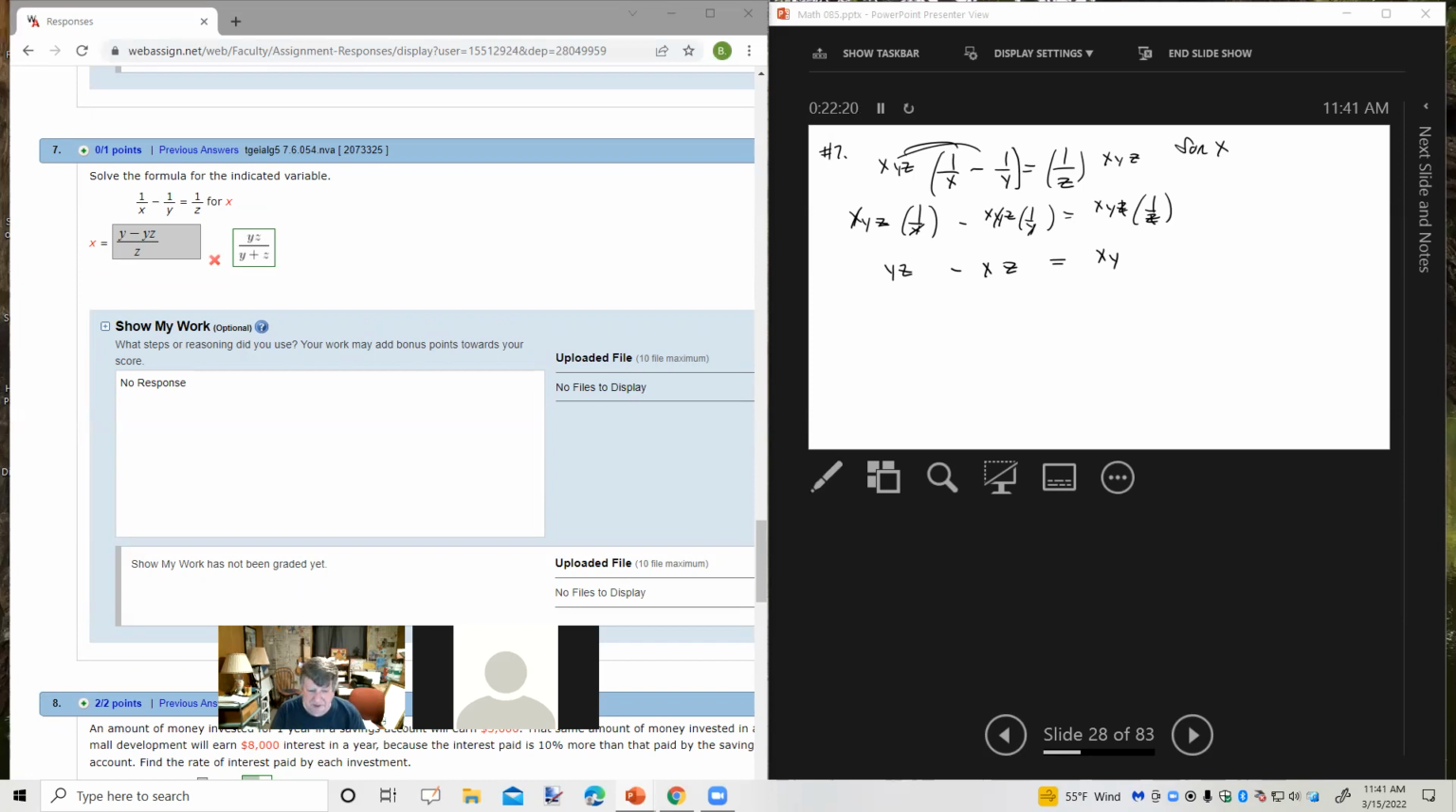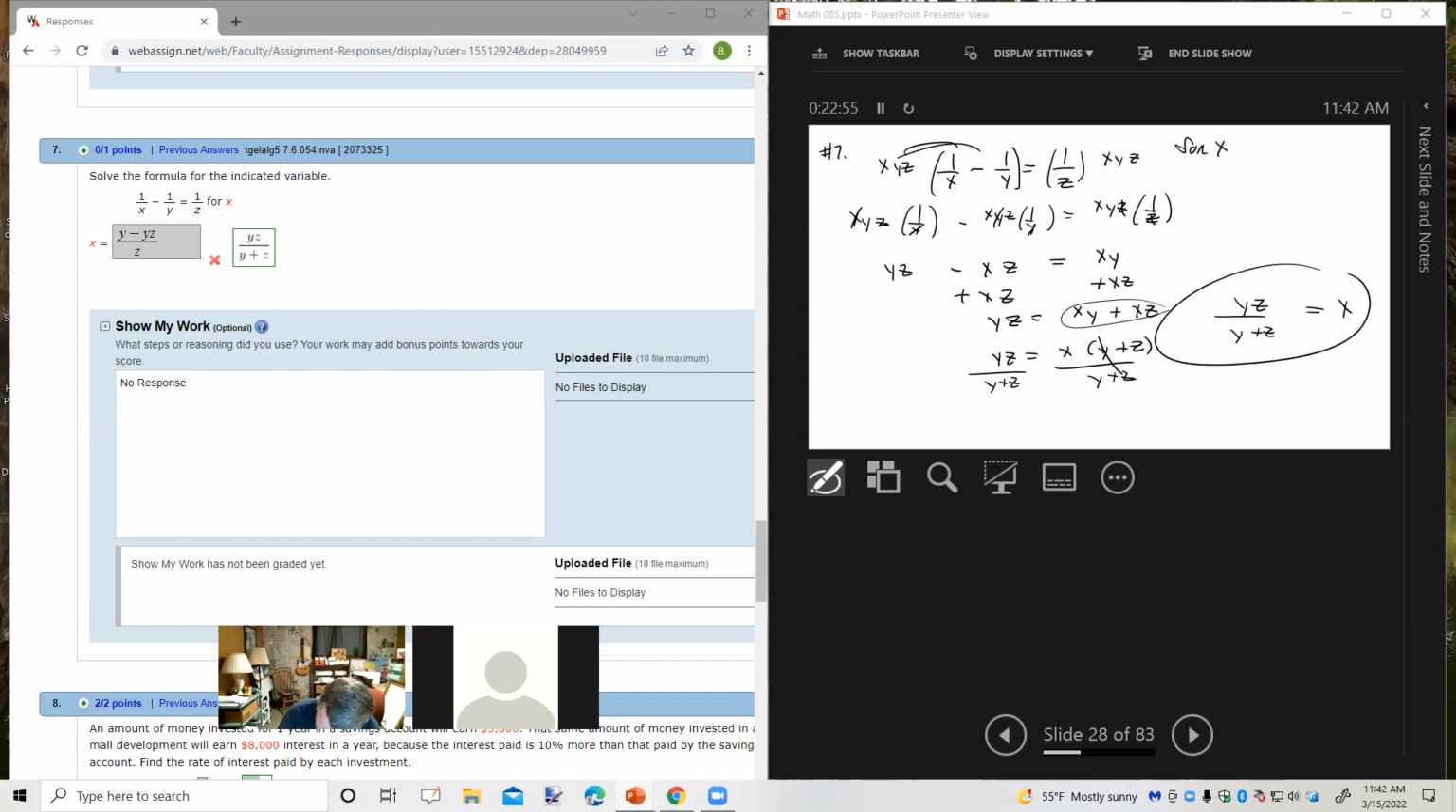We're trying to solve for x. So let's get all the terms with x on the same side of the equation. So I'm going to add xz to both sides of the equation. I now have yz equals xy plus xz. And here's the ticket. We need to get x by itself. So what we're going to do is factor the x out of these two terms. Now I come back and divide both sides by y plus z, and I get x equals yz over y plus z.